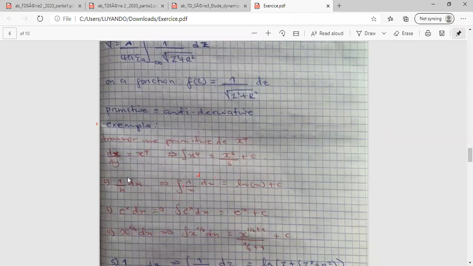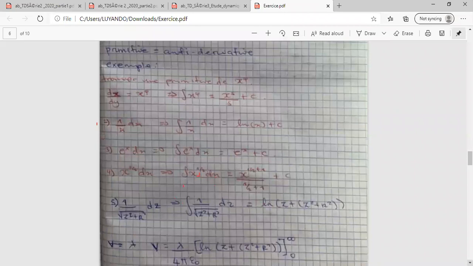So we have this is equal to this. These are just examples I was trying to give you. 1 over x dx, when you integrate it, you have ln x plus c. And e to the power x dx, when you integrate it, you have the same thing. If you integrate e to the power x, you have the same thing plus a constant. That's for integration. And then this is the same thing.